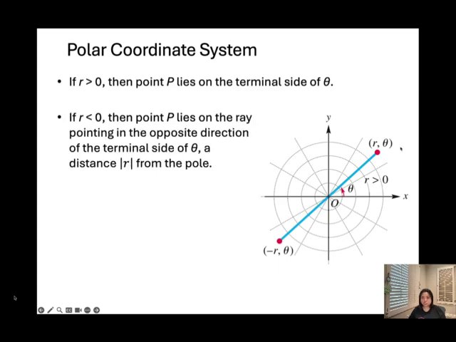How about when r is strictly less than 0? The r is negative. What are we going to do? We do the same thing. First, figure out the theta, starting from the positive x-axis. And then when r is negative, that will be pointing in the opposite direction of the terminal side. So let's say this is my r, theta. When we have a negative r, the line is going to go this way. So this line will be negative r, theta.